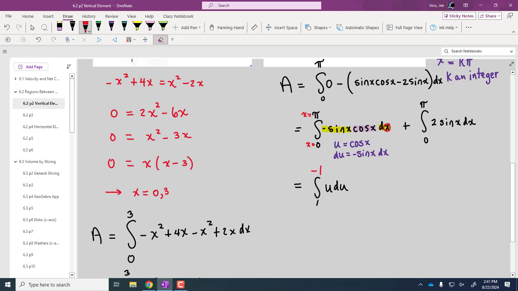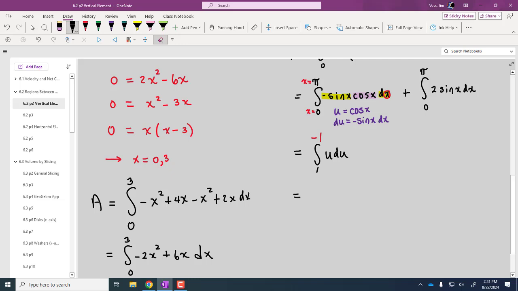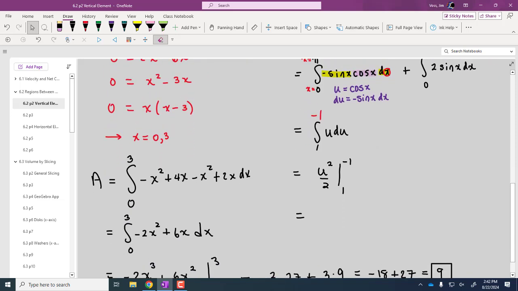And then we integrate. And we'll deal with the other one in just a sec. Let's just finish this one off. So this is u squared over 2 from 1 to negative 1. Plugging in negative 1 is going to give us 1/2, and then we subtract off what we get when we plug in 1, which is also 1/2. So the total value here would then end up being 0.